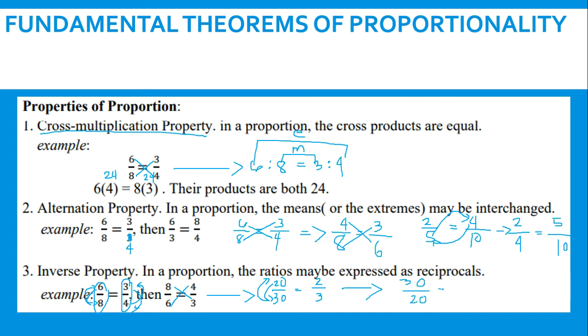Then equals 2 over 3. The 3 goes in the numerator and the 2 in the denominator, because again it is the reciprocal. So instead of 2 over 3, it becomes 3 over 2. Then multiply: 20 times 3 is 60. 30 times 2 is also 60. So that is correct also. And that is the inverse property.